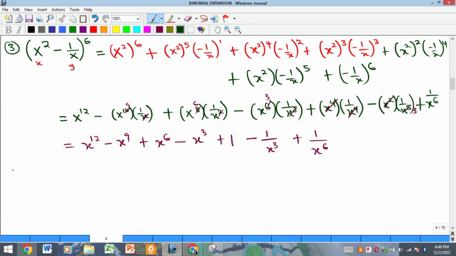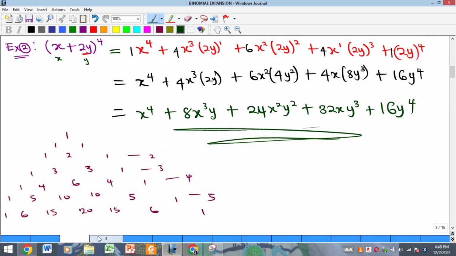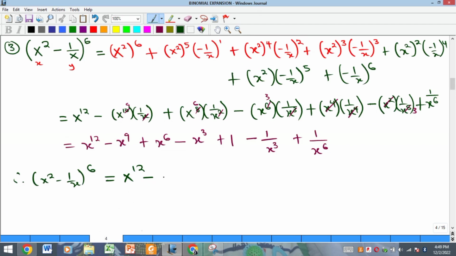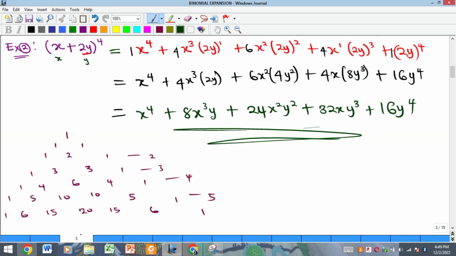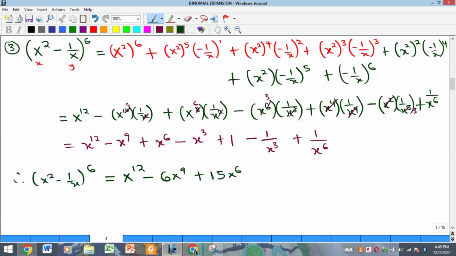So finally, it means now that our x squared minus 1 all over x all raised to the power of 6 is going to be equal to, of course, the coefficient of this is 1, so I'll leave it as that. Then minus the next one is 6. So you have 6 will be here. That's 6x to the power of 9. The next one will be 15. So that's 15 x to the power of 6. And then the next one is 20.